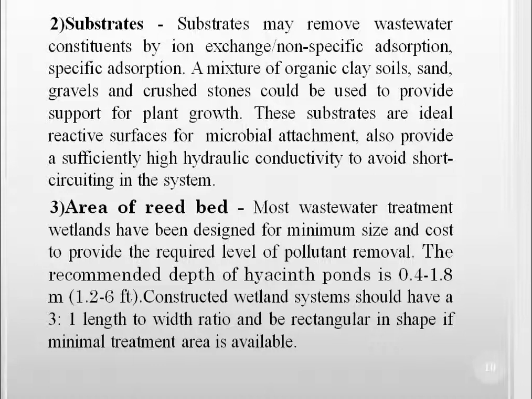Area of reed bed. Most wastewater treatment wetlands have been designed for minimum size and cost to provide the required level of pollutant removal. The recommended depth of a hyacinth pond is 0.4 to 1.8 meter. Constructed wetland system should have a 3:1 length to width ratio and be rectangular in shape if minimum treatment attachment is available.